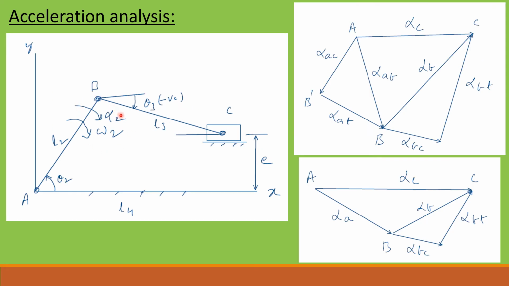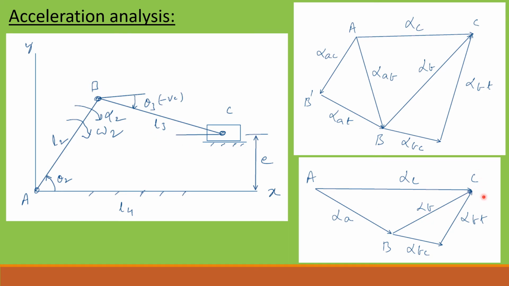On this slider crank mechanism, let us assume constant angular acceleration alpha 2 is acting. So acceleration polygon can be drawn as drawing a line A to B, that is angular acceleration of crank, and angular acceleration of coupler can be found by drawing a line parallel to BC, that is alpha BC, that is centripetal acceleration of coupler, and drawing another line from here to C, that is tangential acceleration of coupler. This line is perpendicular to coupler, and joining these 2 points B and C, we get acceleration of coupler.